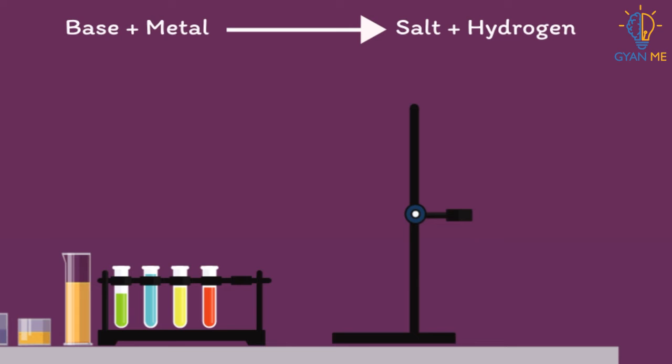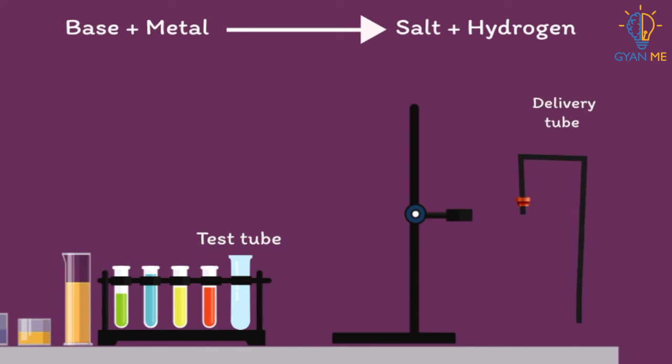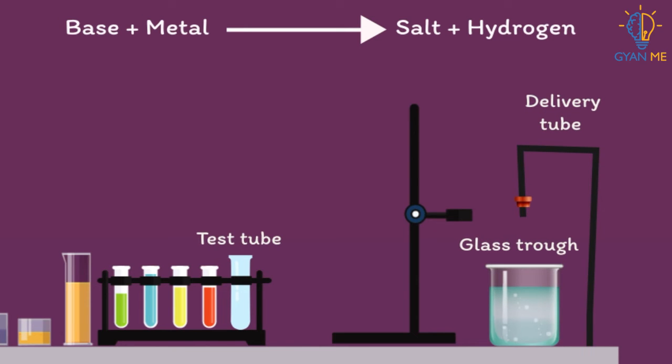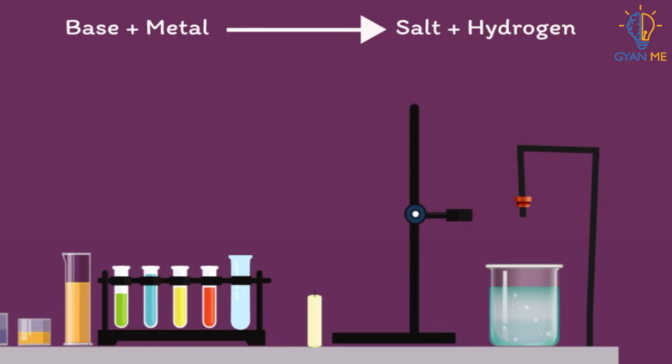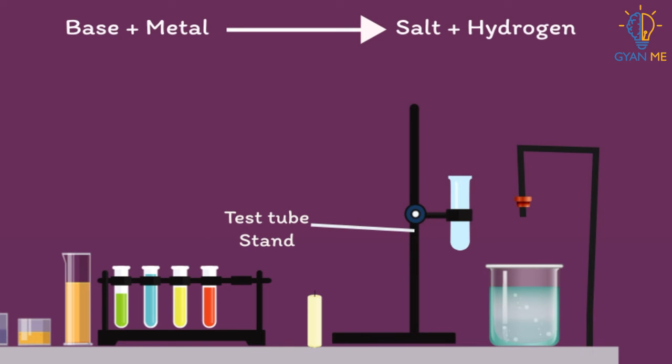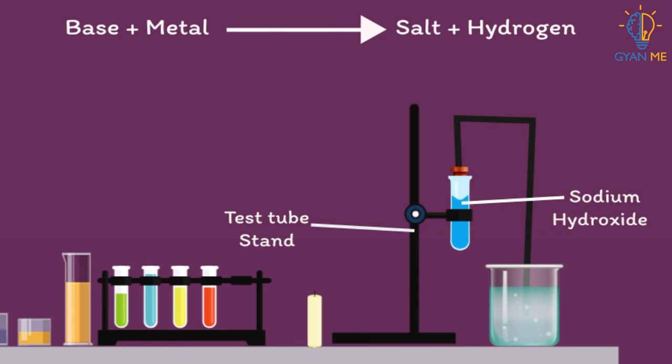We require some materials like a test tube, delivery tube, glass trough, candle, soap water, dilute sodium hydroxide, and some zinc granules. Now, let us set the test tube in the stand and fix the delivery tube as shown on the screen. Now, let's take about 2 ml of dilute sodium hydroxide in a test tube and add a few zinc granules to it. Now, let's warm the content.